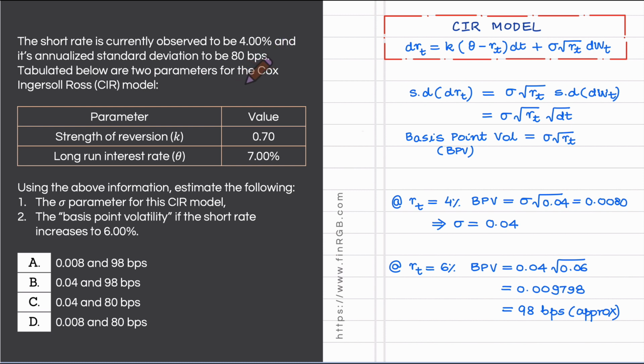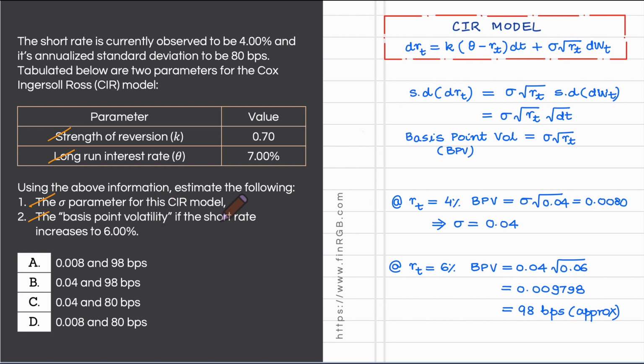We intend to use the CIR model to describe the evolution of the short rate, and we are given two of the three parameters which the CIR model works with. We are given the values of strength of reversion, denoted by K, and the long run interest rate, denoted by theta. The task at hand is to determine the third parameter, denoted by sigma, and also to determine the basis point volatility if the short rate were to increase from the current level of 4% to a higher level of 6%.